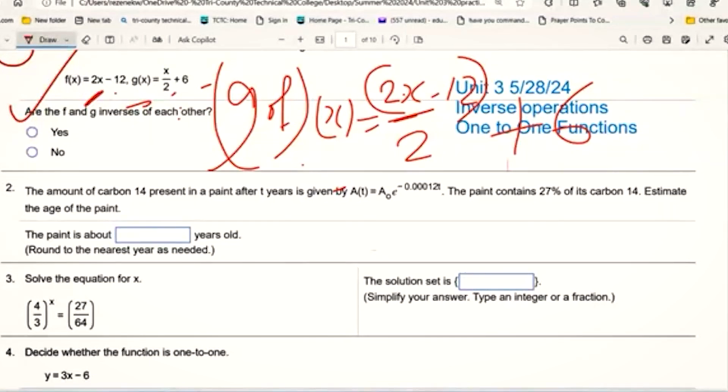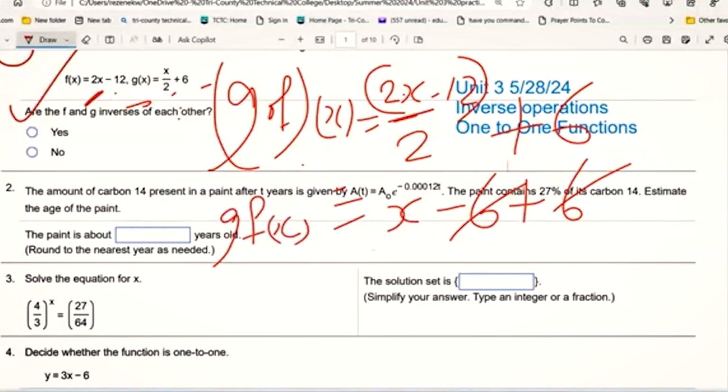If I divide through in this, I have x minus 6. Then bring down 6 here. Minus 6 and 6 will cancel. Therefore, g of f of x is equal to x also.